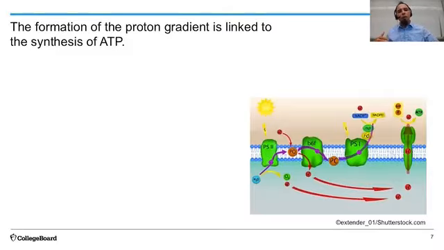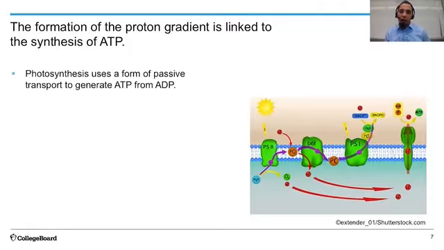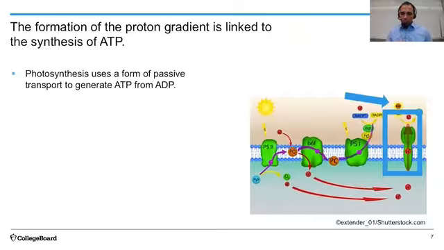So the formation of this proton gradient is linked to the synthesis of ATP, which is all the way down there at the end of my image. So photosynthesis uses a form of passive transport, if you remember, hopefully passive transport, to generate ATP from ADP. We've got to make some ATP, right? And so what happens is, there's my arrow, and you can see ADP, ATP. There is that proton gradient being used to produce that.